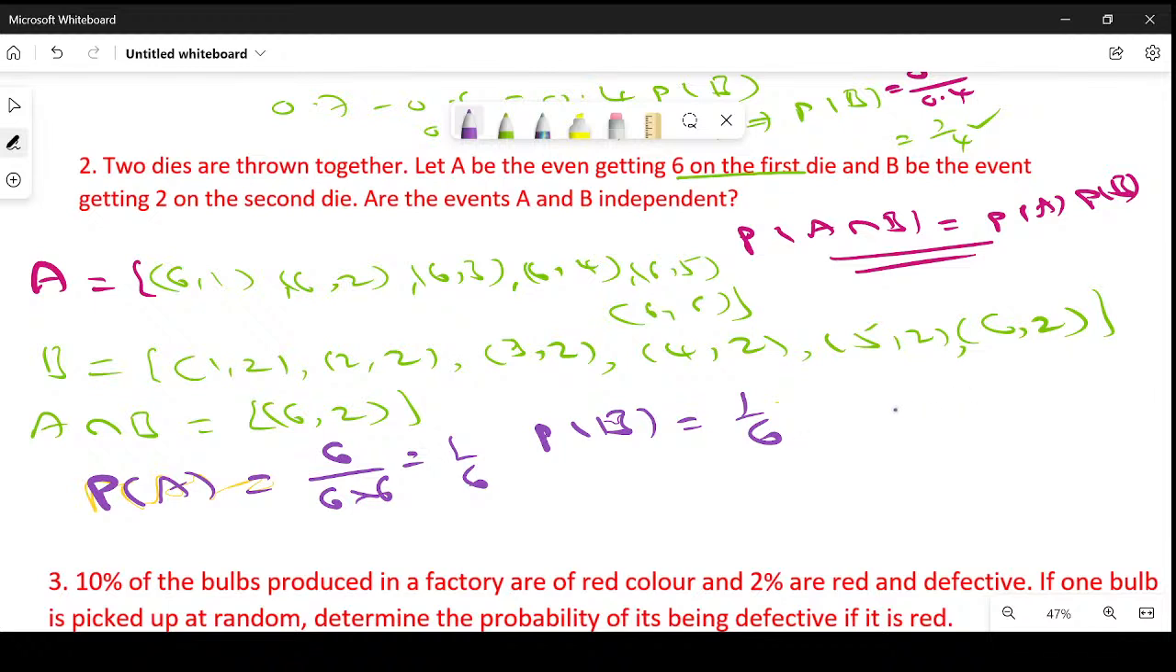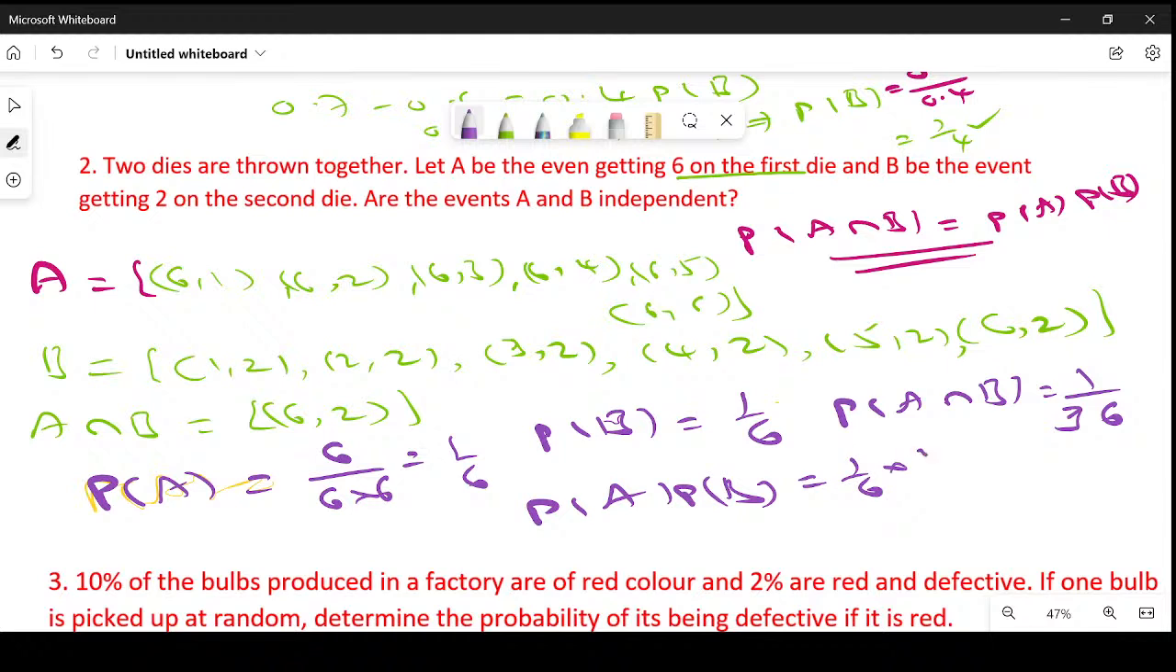Similarly, what is P of A intersection B? Common, only one event. So P of A intersection B, favorable event only one, out of 6 into 6, 36. Two dice are thrown, right? We got it like this. You can verify what is P of A into P of B. 1 by 6 into 1 by 6, that is 1 by 36.